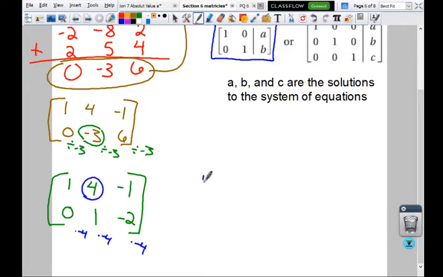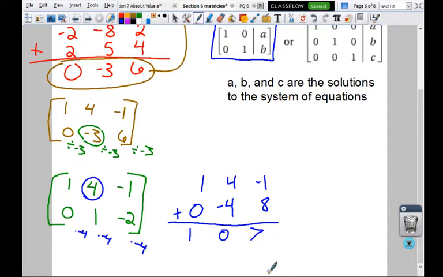Okay. So my top row is 1, 4, negative 1. My bottom row, I'm multiplying by negative 4 and then adding. So 0, negative 4, and then positive 8. And then we add it straight down. So 1, and 4 plus negative 4 is 0. And then negative 1 plus 8 is 7. This is my new top row. So I'm going to have 1, 0, 7, 0, 1, negative 2. Remember, the bottom row didn't change. We just used it to help change our top row.